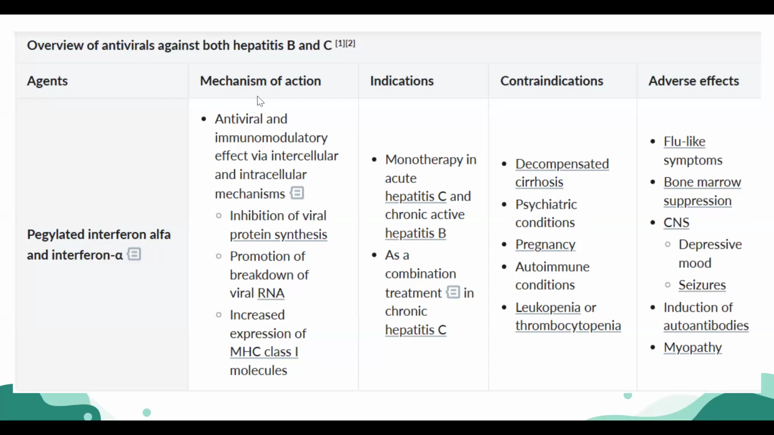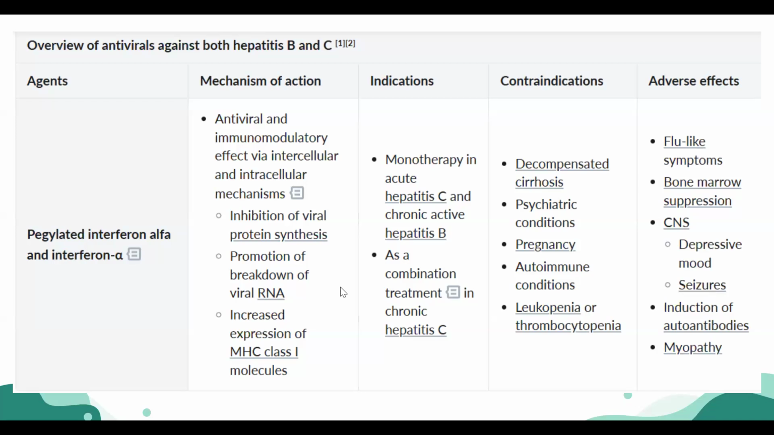But why do we give interferon? It is to reinforce the effect of our body, right? So we already know that it's antiviral. It has an immunomodulatory effect via inter and intracellular mechanisms. The most important thing that it does is that it's going to inhibit viral protein synthesis, right? Not only does it inhibit proteins, it's also going to break down the RNA. So the breakdown of RNA.